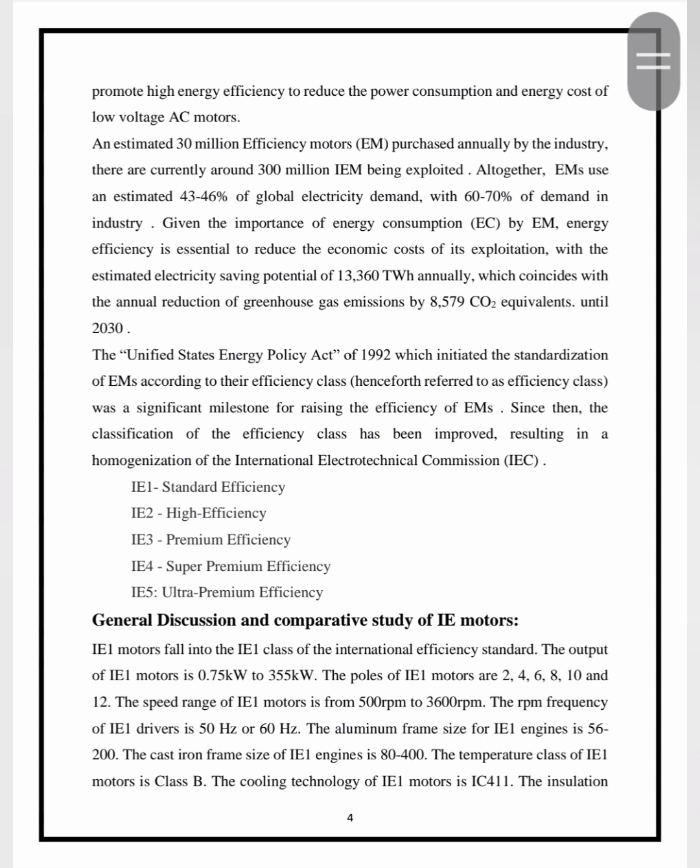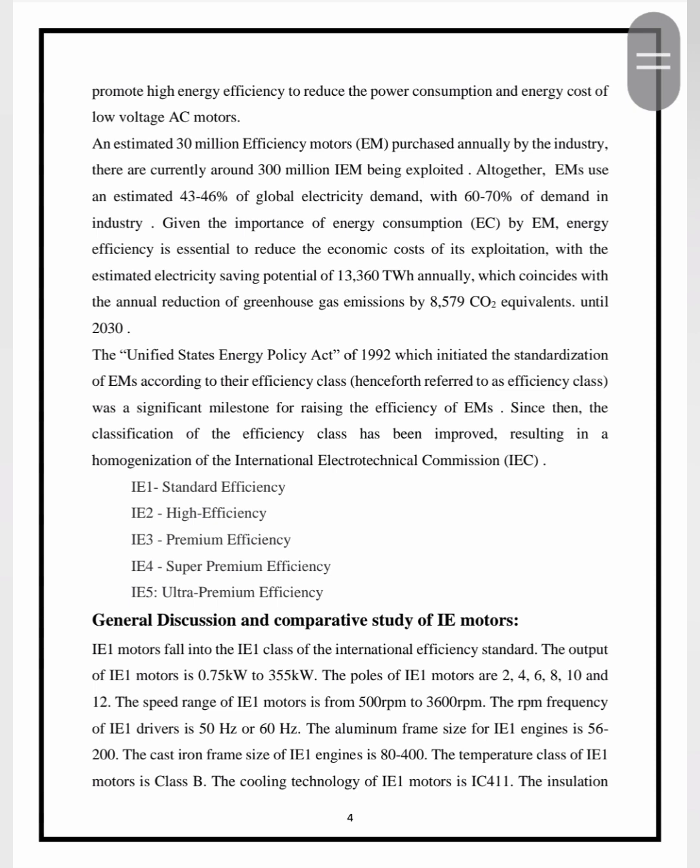If we use a frame of aluminium, then the frame size would be 56 to 200, and if we use the frame of cast iron, then the size would range from 80 to 400. The temperature class of international efficiency class 1 motor is class B. It belongs to class B. Class B means it is just the standard class.